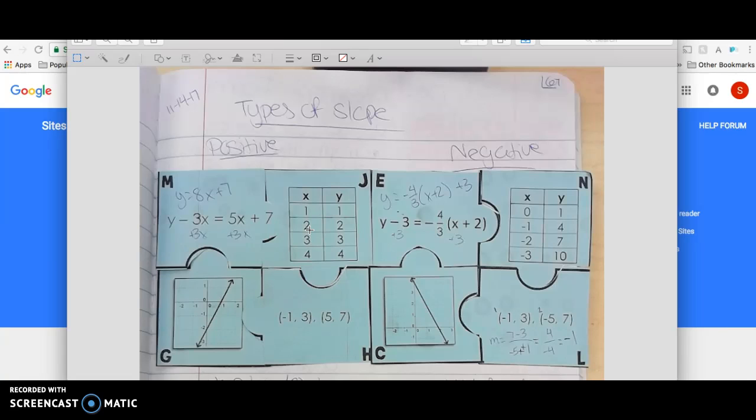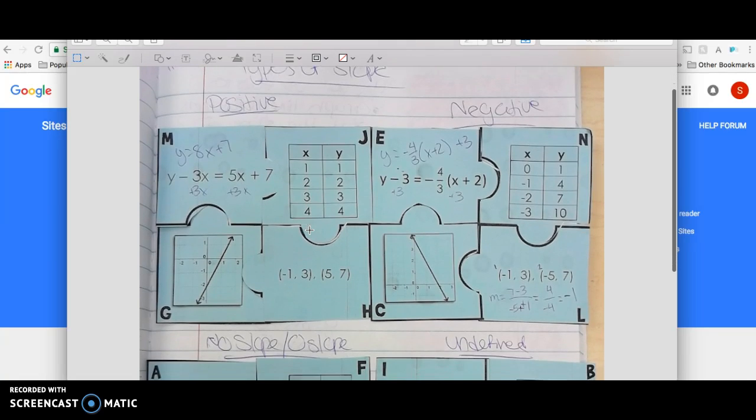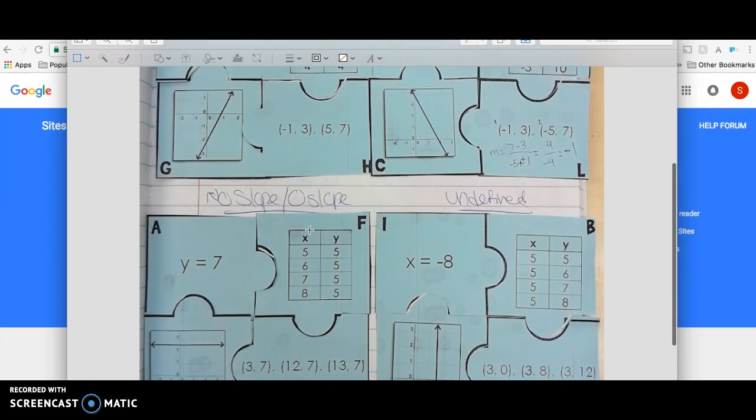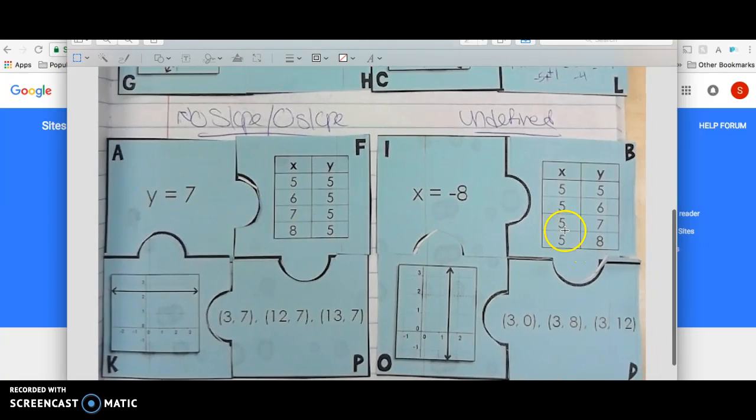And increased mastery-oriented feedback. I did give them immediate feedback, but it was more of just yes, this is right, or no, this is wrong, and here's why. So that was mostly for these two down here, the no slope or zero slope and the undefined. They kept getting those mixed up. So mainly I was just saying, this is no slope.